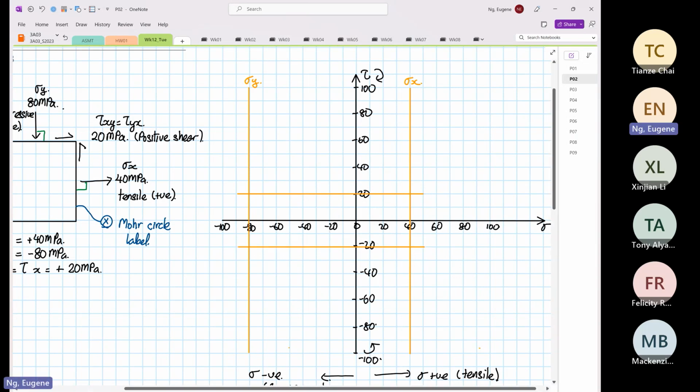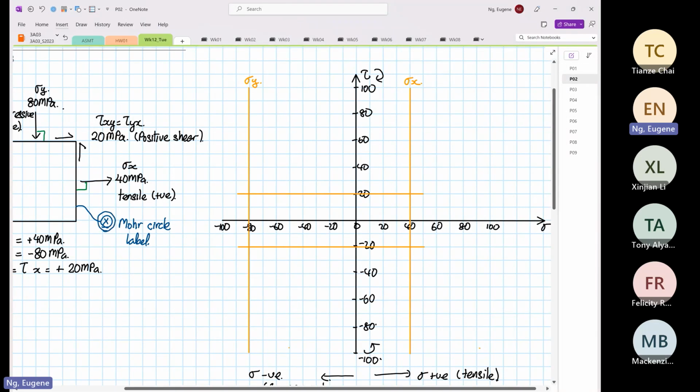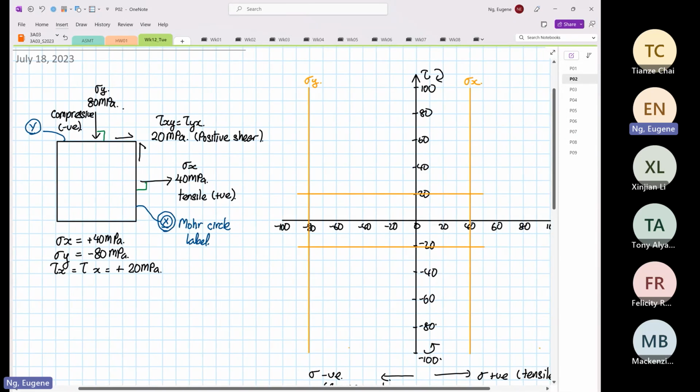Now, the next thing is to determine where this point X is on Mohr's circle. And this is where I need you to pay attention. We're going to do point X. Point X is on the 40 line, which is our stress X of 40. So there are only two possibilities. One possibility is up here, where it intersects the shear of positive 20, or is it at the bottom, where you have negative 20.